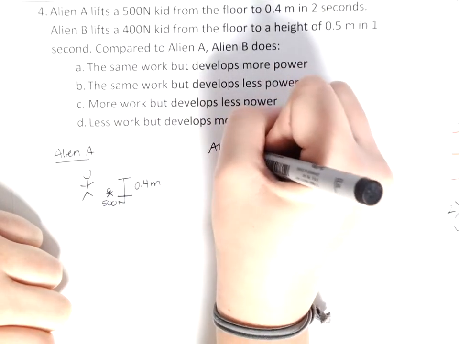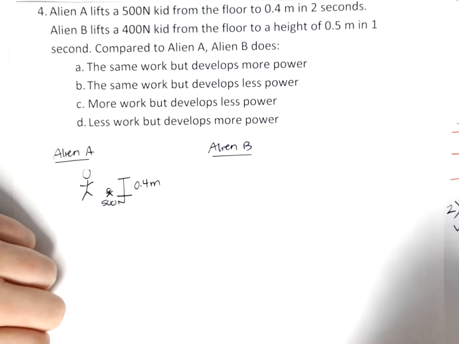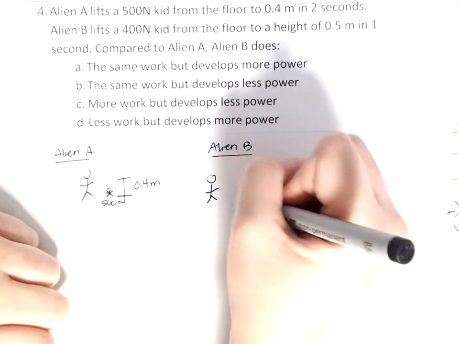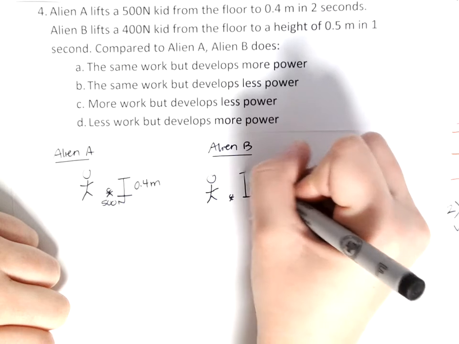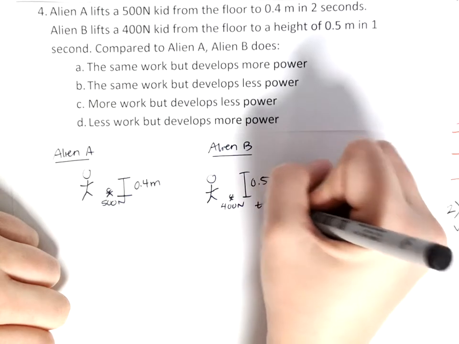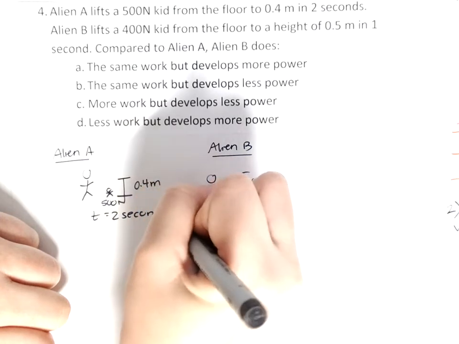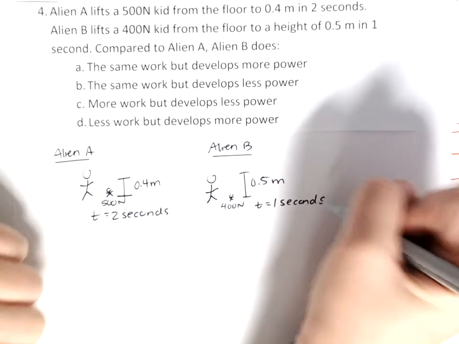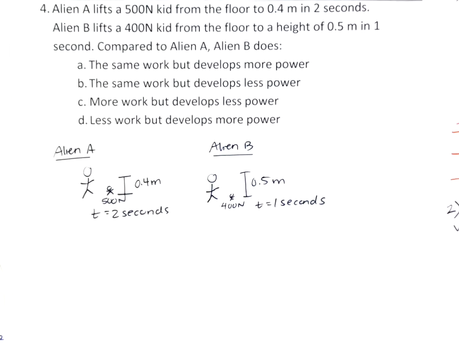And then alien B is lifting a 400 Newton kid, so not as heavy as the first kid. We'll draw him a little bit smaller. And we're lifting him a higher distance, so 0.5 meters. And the time it takes for this one is 1 second, and the time it takes for alien A is 2 seconds. So we want to compare alien B to alien A, the amount of work and the amount of power. So ultimately we need to find the amount of power and work for both of them.